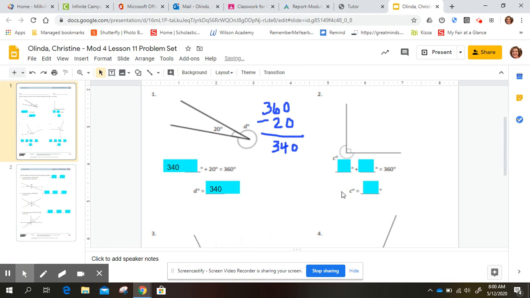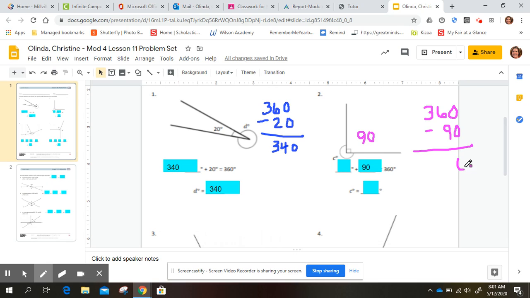There we go. All right, number 2 says, well, I know that this, because of that square, is a right angle, and right angles are 90 degrees. And I know the whole thing has to be 360. So this box will be 90. And now to figure out the missing angle, if I know the whole thing is 360, I need to subtract. So I have 360. That's how much I know I have all together. And I know one angle is 90, so I subtract 90 degrees.